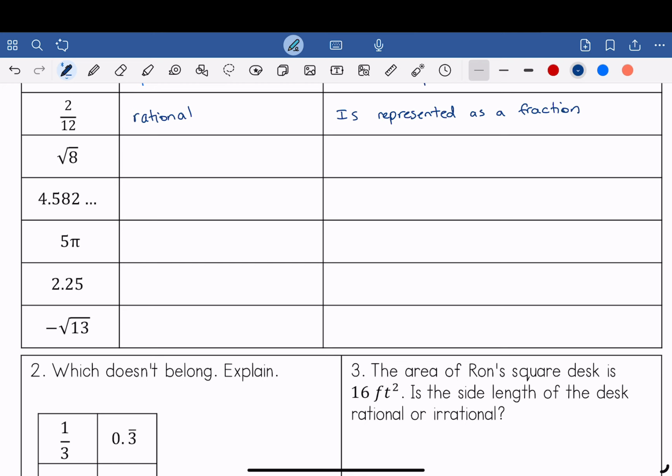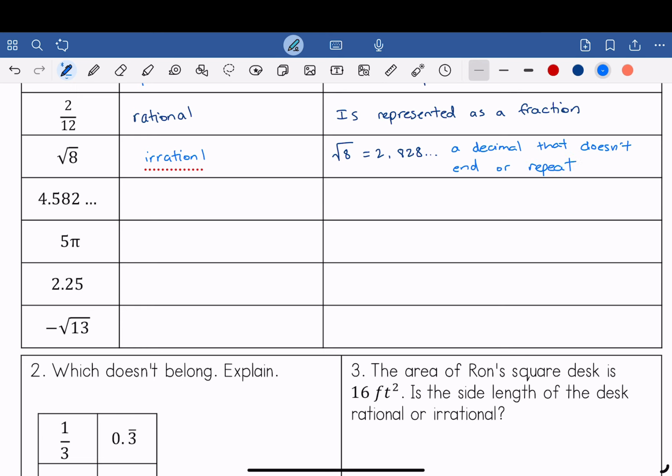So the next number is the square root of 8. We can't find a number that, when multiplied by itself, will give you 8. But the square root of 8 will give you a decimal number, which, if you put it in your calculator or approximate it, will be 2.828... There's no repeating pattern. Therefore, it is an irrational number. Also, the square root of all non-perfect squares will always give you an irrational number. It is irrational because the decimal never ends and doesn't have a repeating pattern.